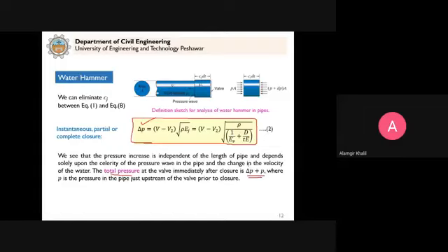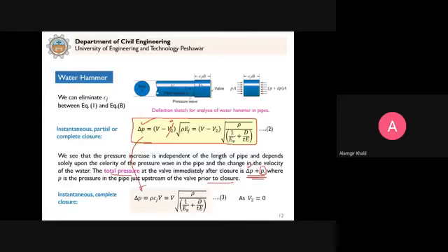This delta P is due only to the water hammer, but we have a normal pressure that occurs in the pipe before the closure. So the total pressure will be P plus delta P. If we have complete closure, as I said, v2 will be 0, and then this formula reduces to this equation.